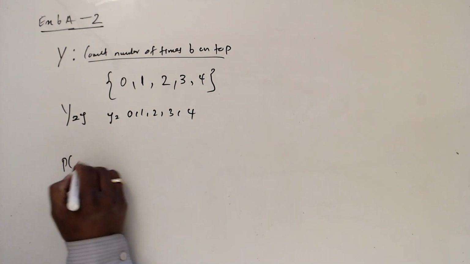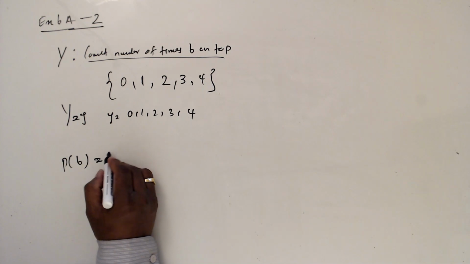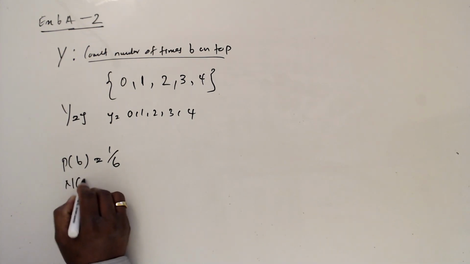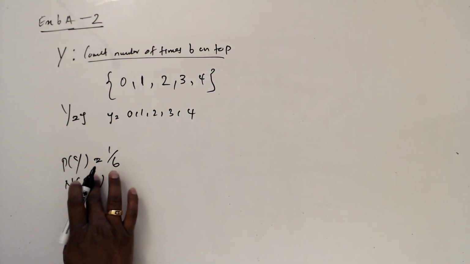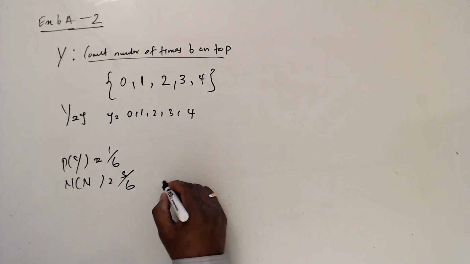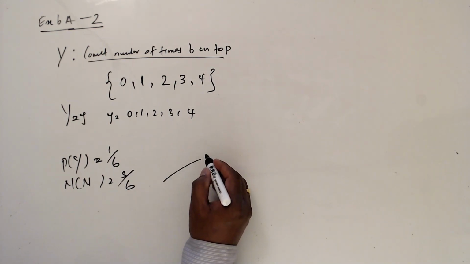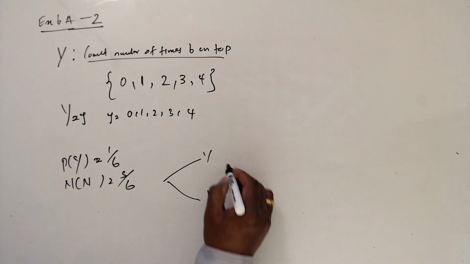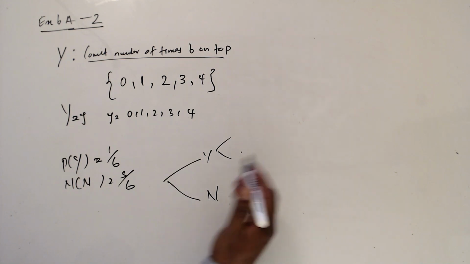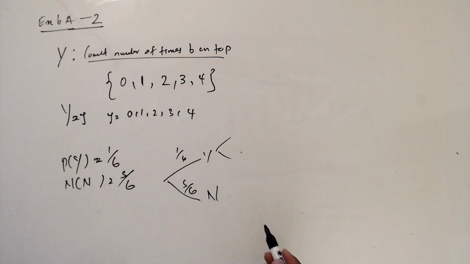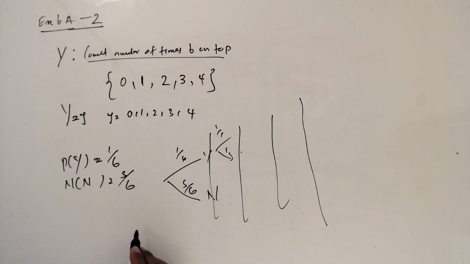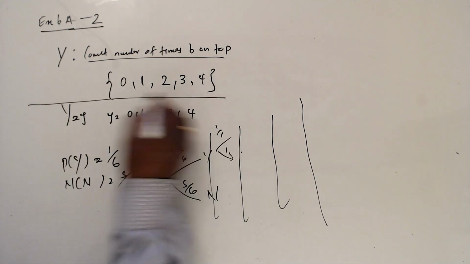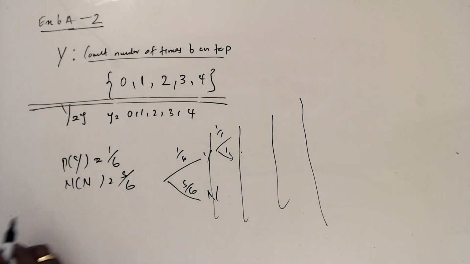What is the probability of getting 6? We know that is 1 out of 6. Probability of not getting 6 is 5 out of 6. Then to find the probability, you want to draw this graph for 4 steps: 1 out of 6, 5 out of 6, for the first, second, third and fourth throws. So the answer for this question is this sample space.